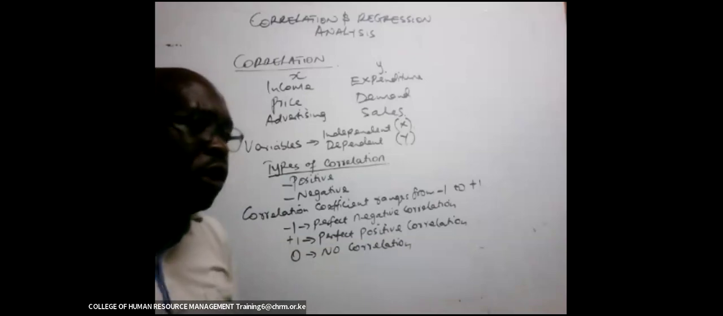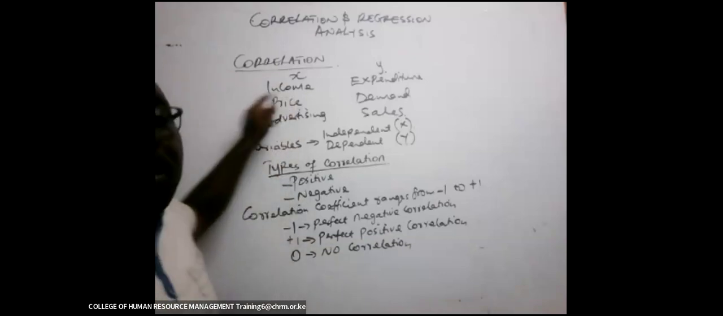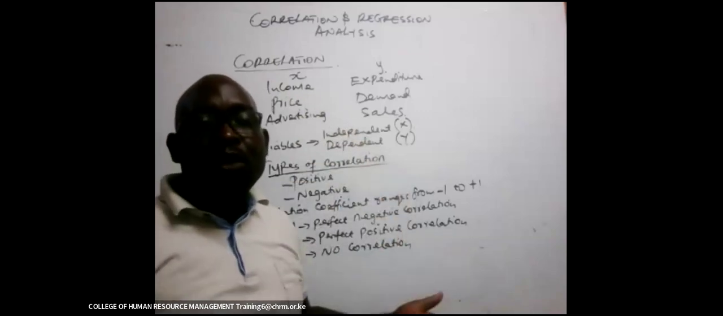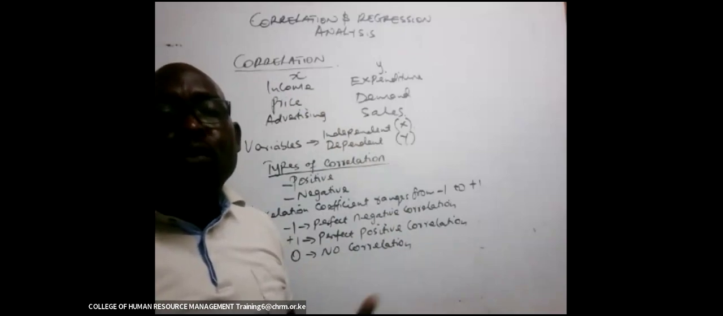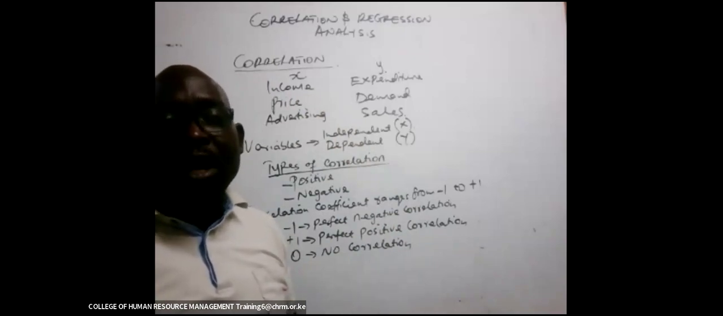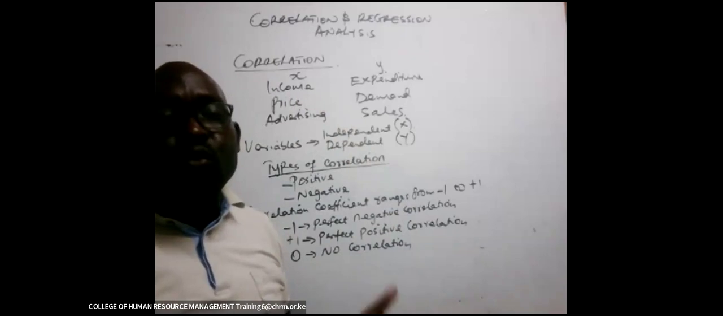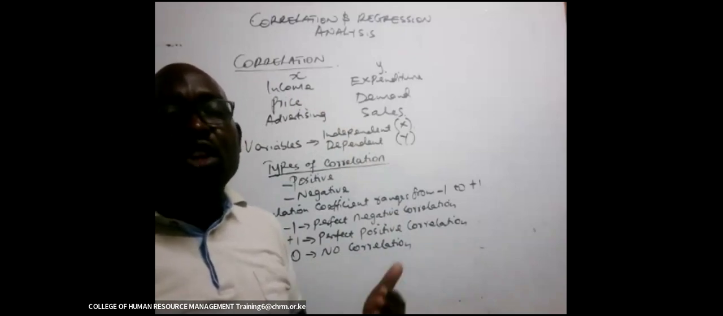When there is no correlation, it simply means that as you adjust your X, the value of Y remains unchanged. So you cannot tell whether it is a positive or negative correlation. That is a case whereby we normally say that the correlation is 0.